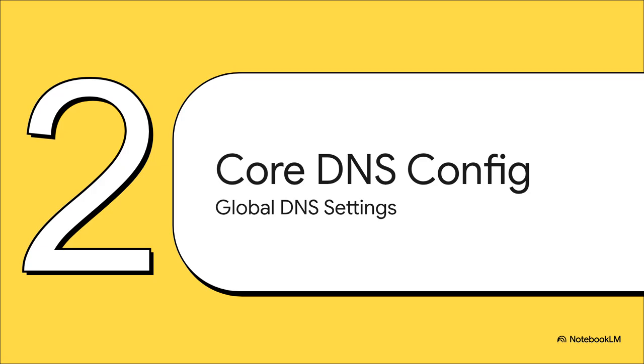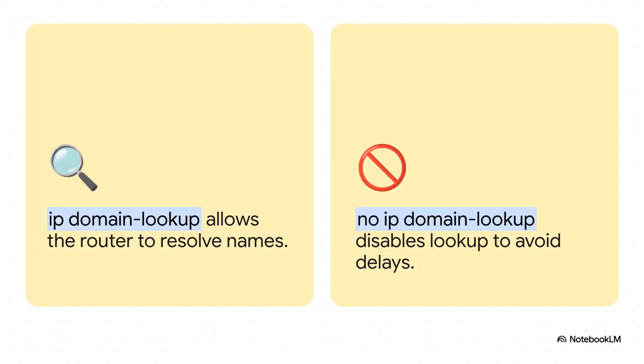Moving right along to Section 2, Core DNS Configuration. Now, this brilliantly illustrates a really important operational concept. On one hand, we've got ip domain lookup, which lets the router itself resolve domain names. It's actually often on by default. But what if we run no ip domain lookup? Why on earth would an admin want to disable DNS lookups?